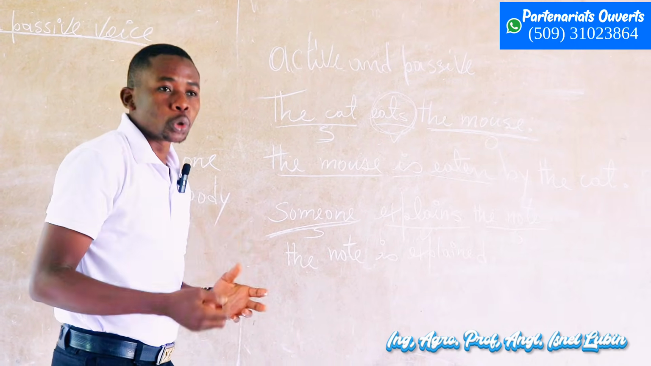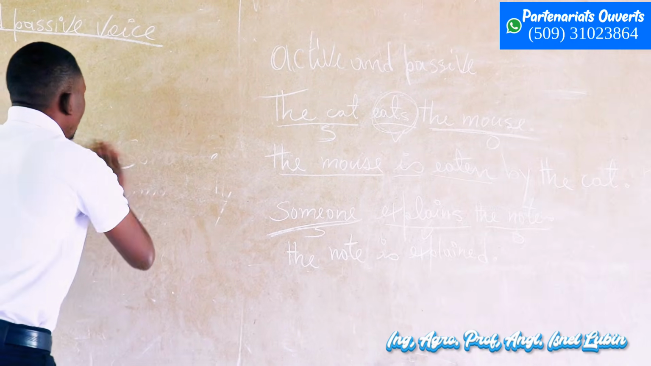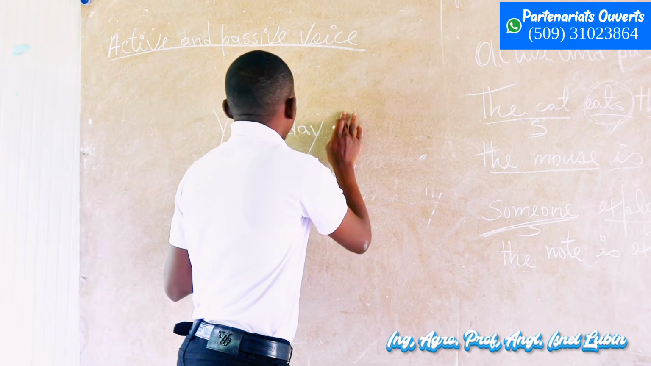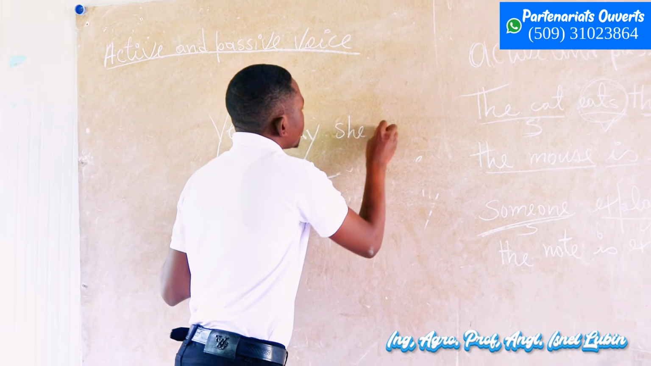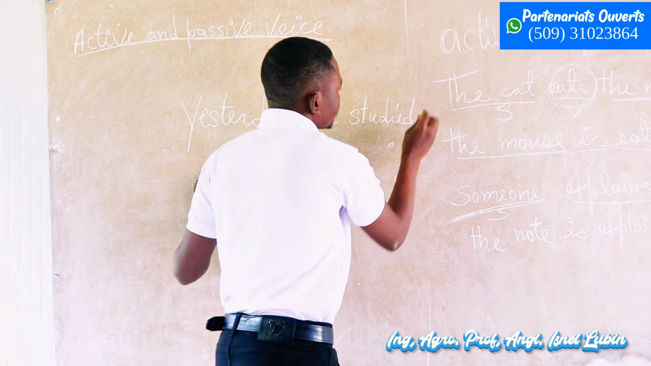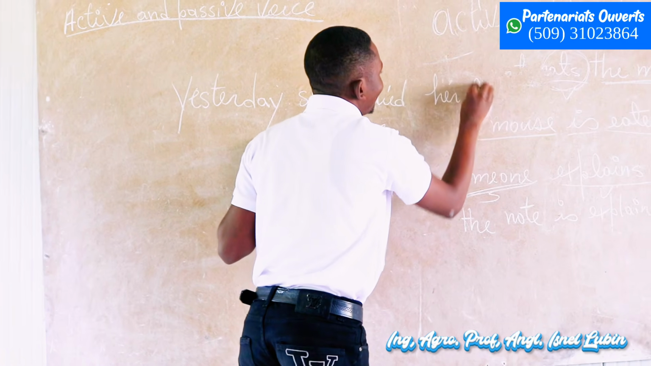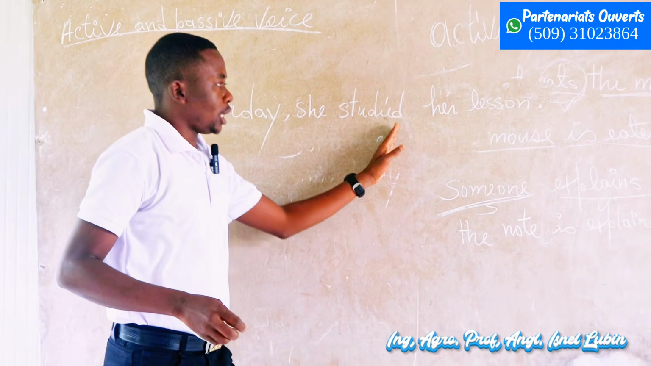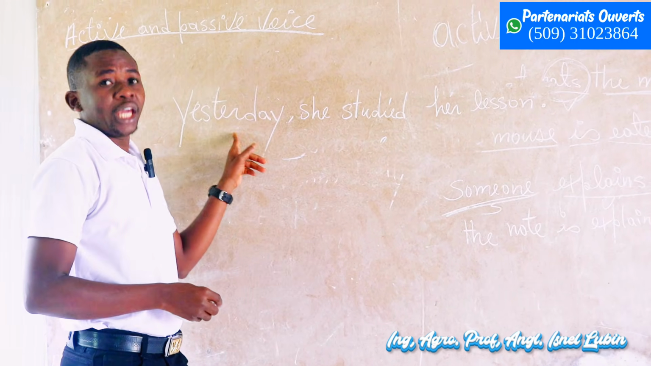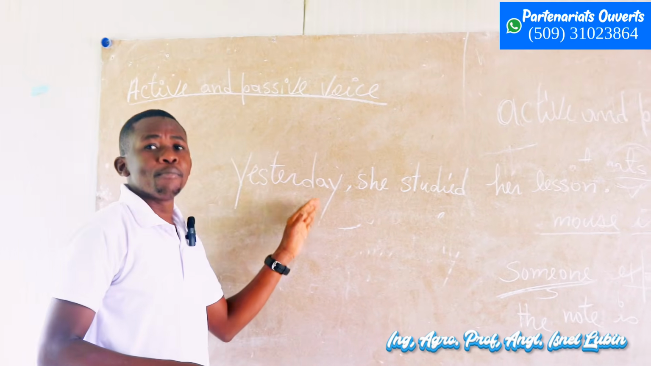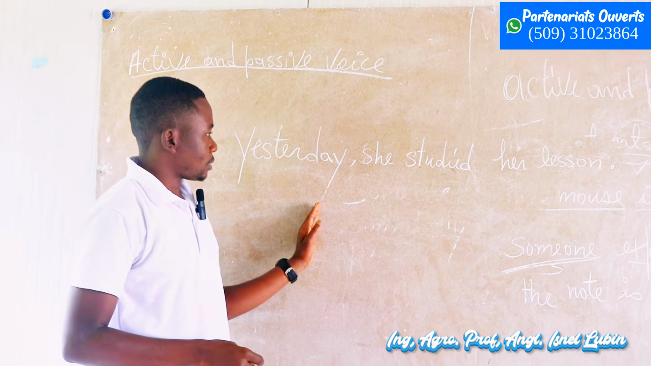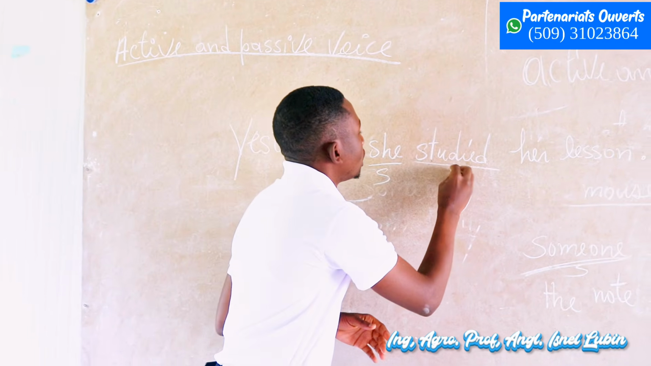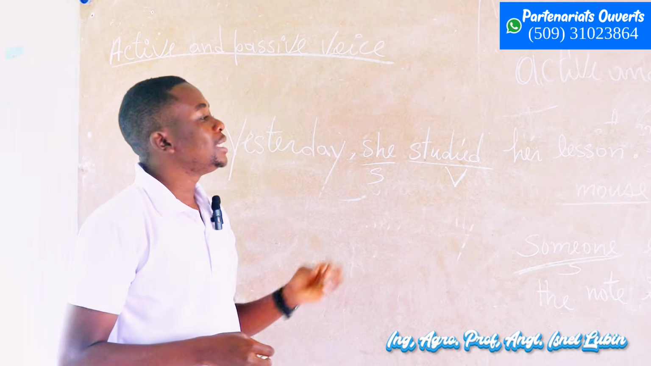Let me take another example in past tense. Yesterday, she studied her lesson. Yesterday, this is a time marker for the simple past tense. She studied, she is the subject, study is the verb, and her lesson is the object.